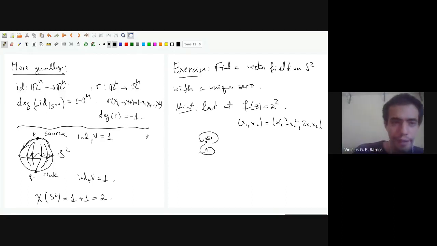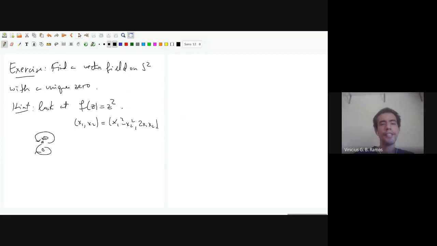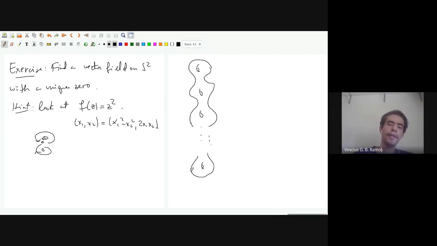Okay, so now let's look at genus G surface. We haven't classified surfaces yet, but you probably know that all closed orientable surfaces are like this. It's a connected sum of a bunch of tori.